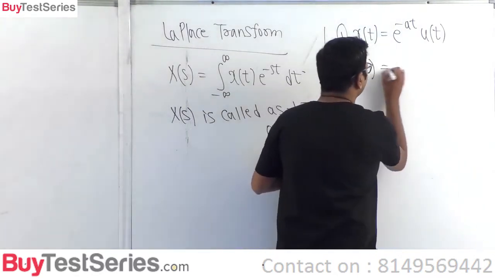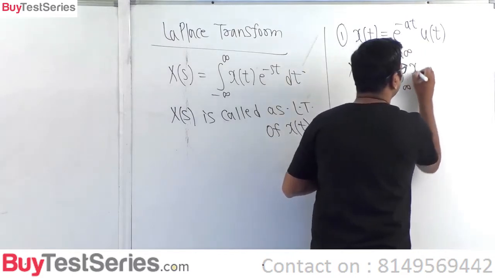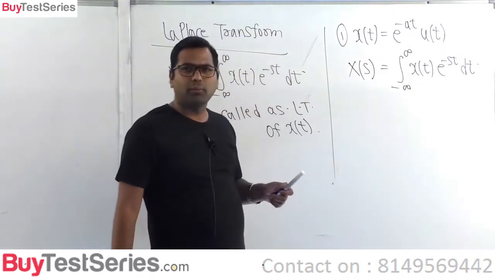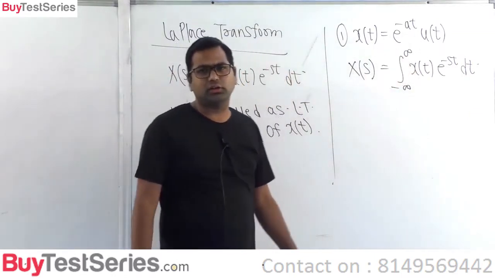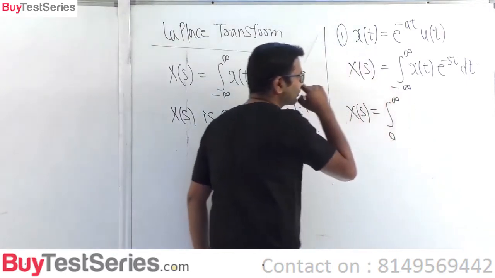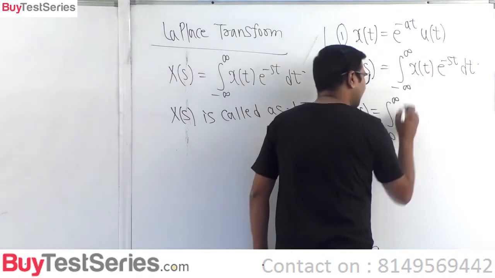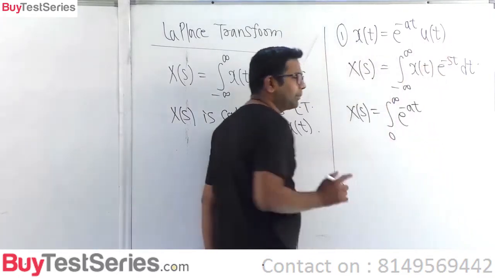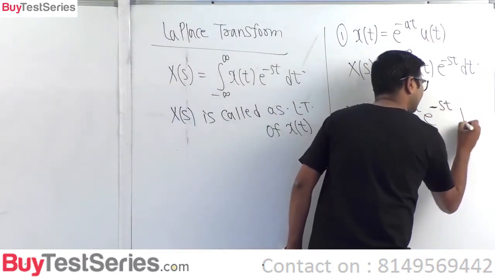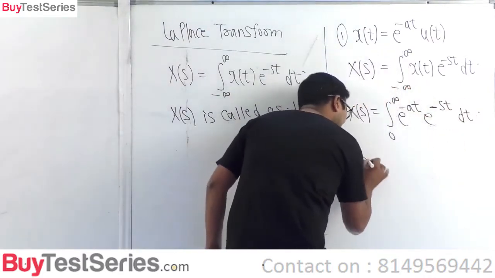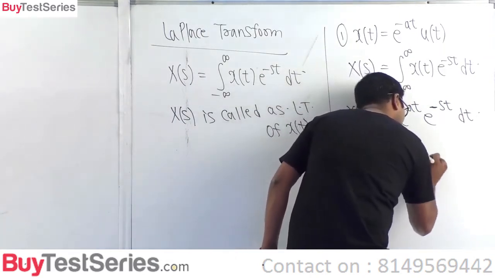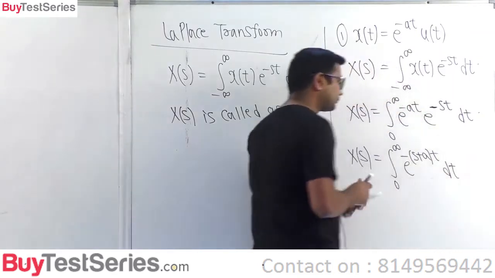The Laplace transform is given by the integration from minus infinity to infinity of x of t e raised to minus st dt. But because of the presence of the unit step in this question, the integration will go only from 0 to infinity. We will substitute x of t as e raised to minus at. The unit step is 1, so e raised to minus at times e raised to minus st dt. Therefore, capital X of s can be written as the integration from 0 to infinity of e raised to minus (s plus a) into t dt.